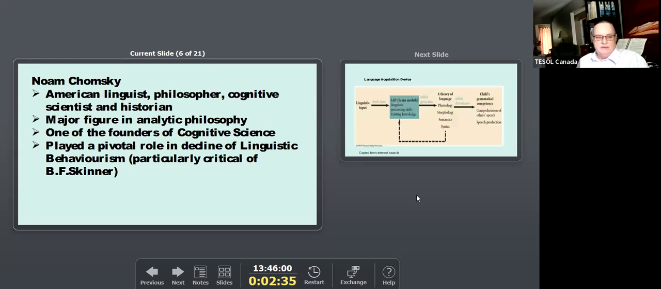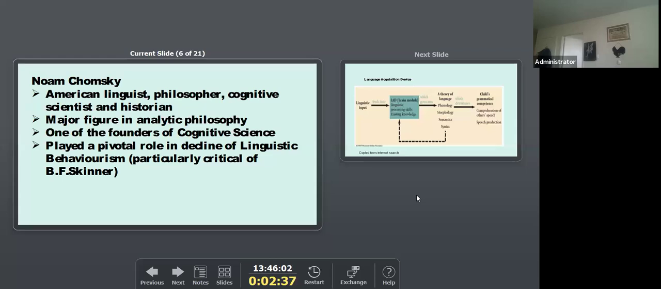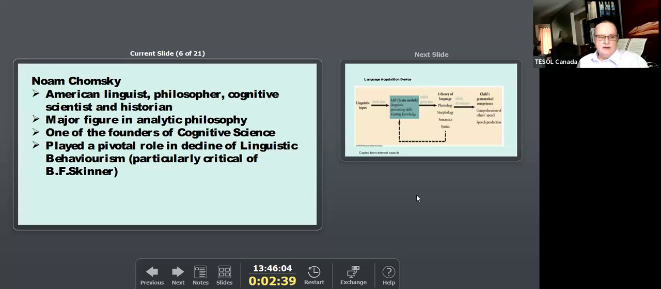Noam Chomsky, the American linguist, philosopher, cognitive scientist and historian, was a major figure in analytic philosophy. He was one of the founders of cognitive science and played a pivotal role in the decline of linguistic behaviorism. He was particularly critical of B.F. Skinner.